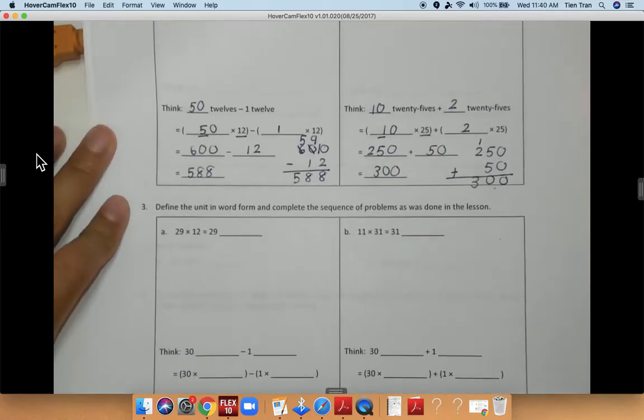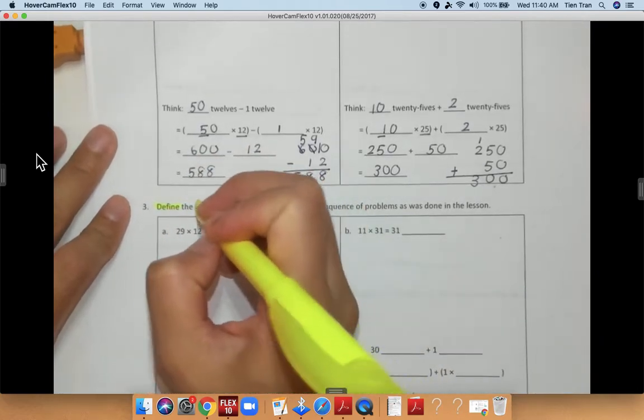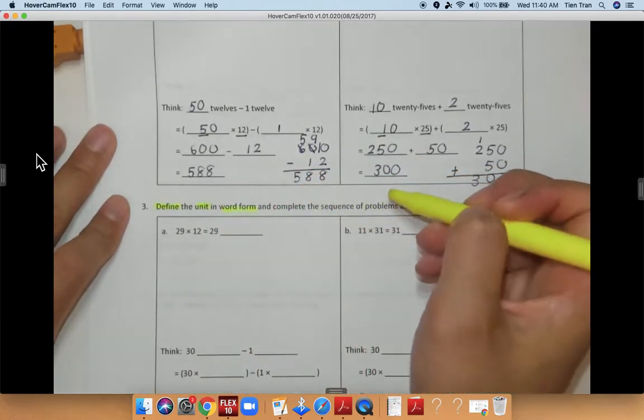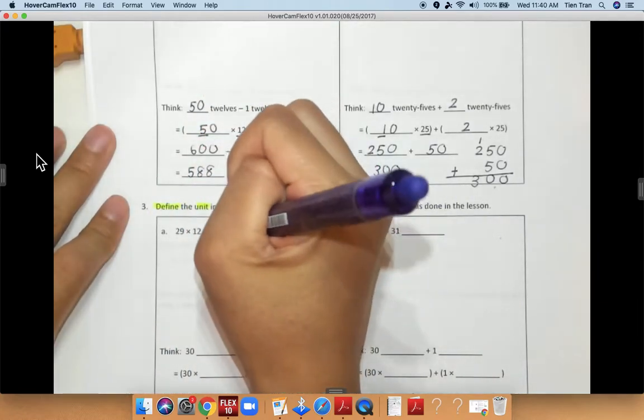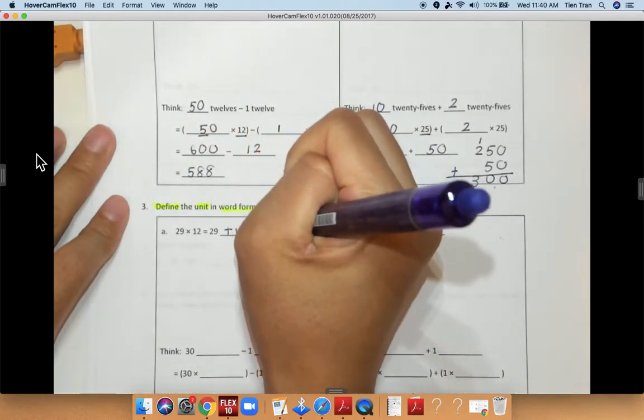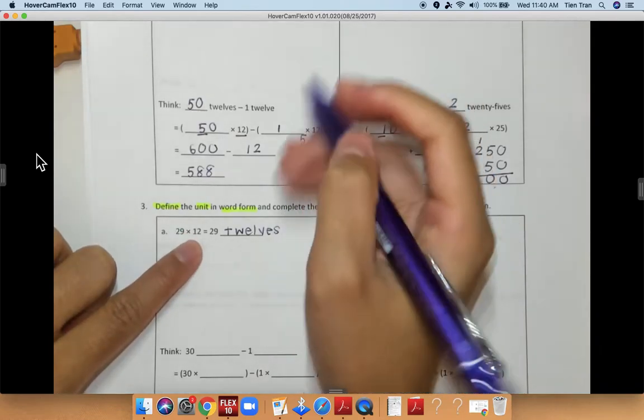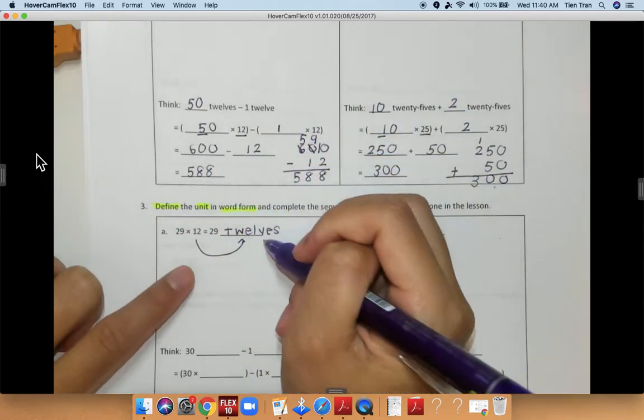Now, for number 3, they asked me to define the unit in word form and complete the sequence of problems that was done in each lesson. So right here, what I'm going to do is I am writing the word form. So right here, we have 29 12s, because we have 12 right here. That's where we're getting that number from, or word from.